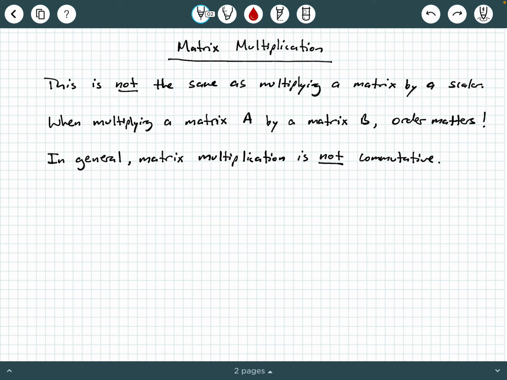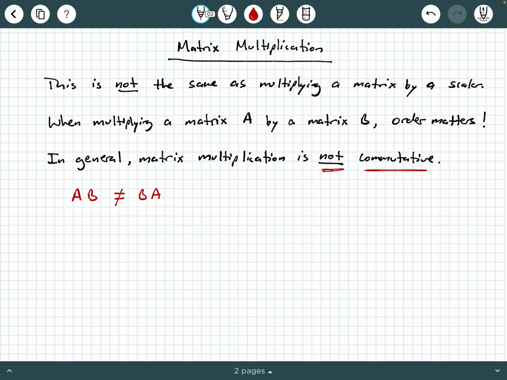So this statement here, matrix multiplication is not commutative, means that if you have a matrix A times matrix B, in general, that is not going to be the same result as matrix B times matrix A. So you need to remember that. That's a very important property you need to remember, okay?